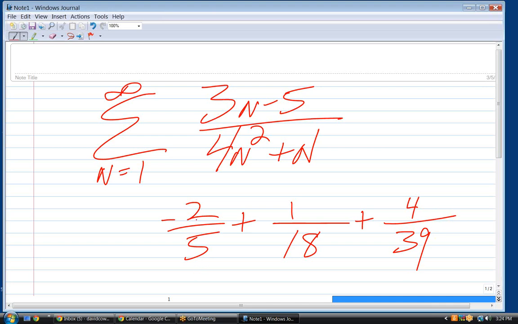Let's see. Here n is equal to 1. Here n is equal to 2. Here n is equal to 3. So we have 4 over 36 plus 3, 39. Actually, that's not smaller than 1/18. 1/18 is 2/36. This is 4/39. We're getting bigger. Let's figure out one more term. If this other term gets bigger, we'll know it's a divergent series. What's the next term when n is equal to 4?